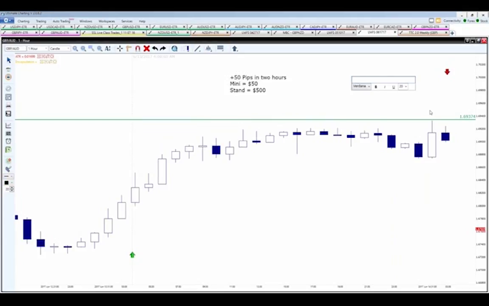Here we go. So that's going to be our entry. Buy is going to be plus 10 pips above the high.